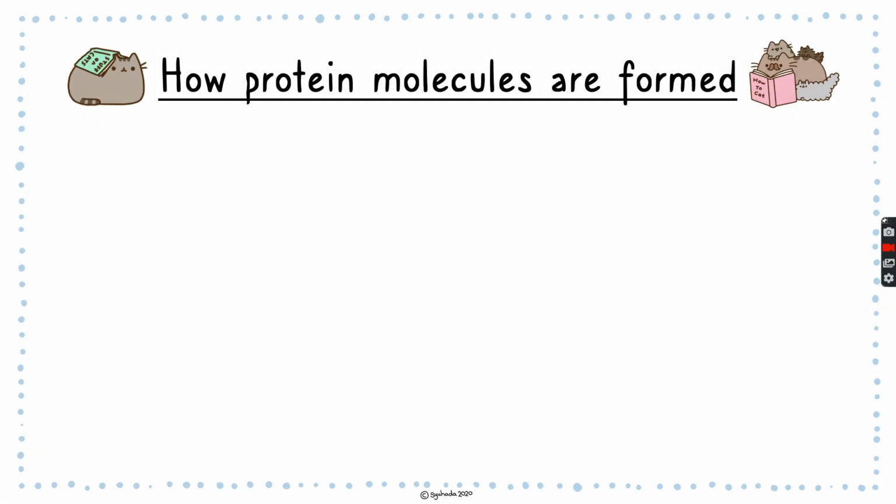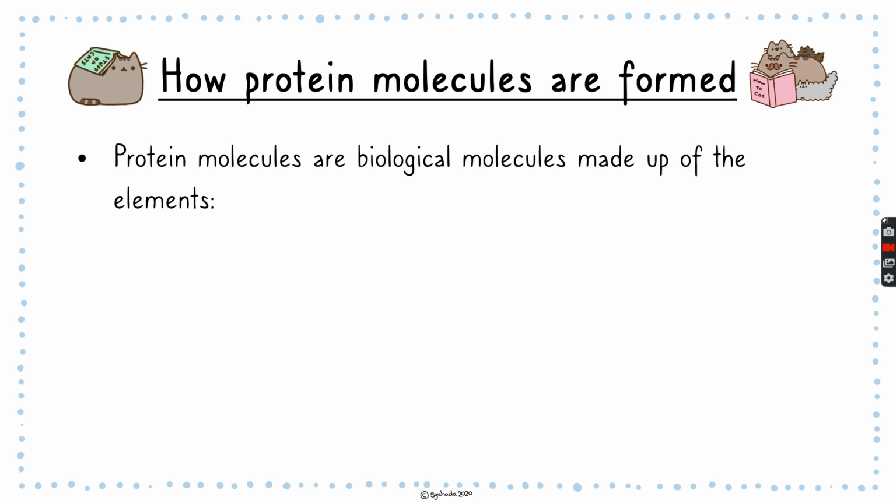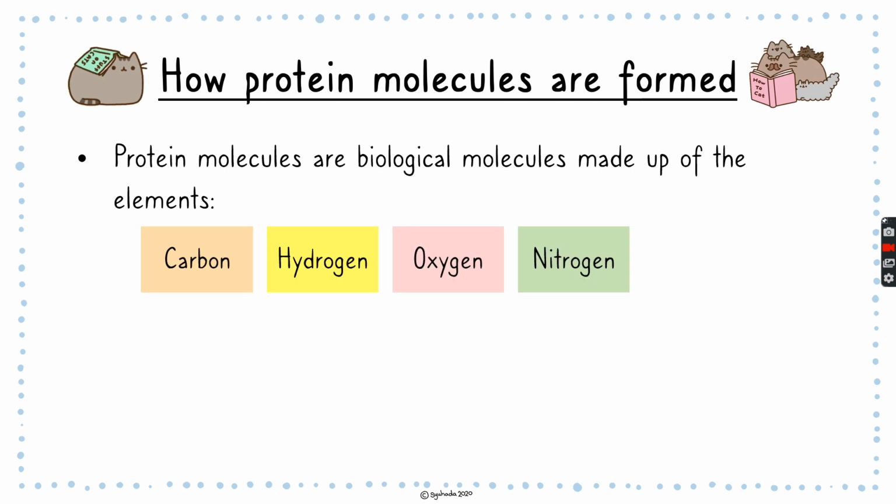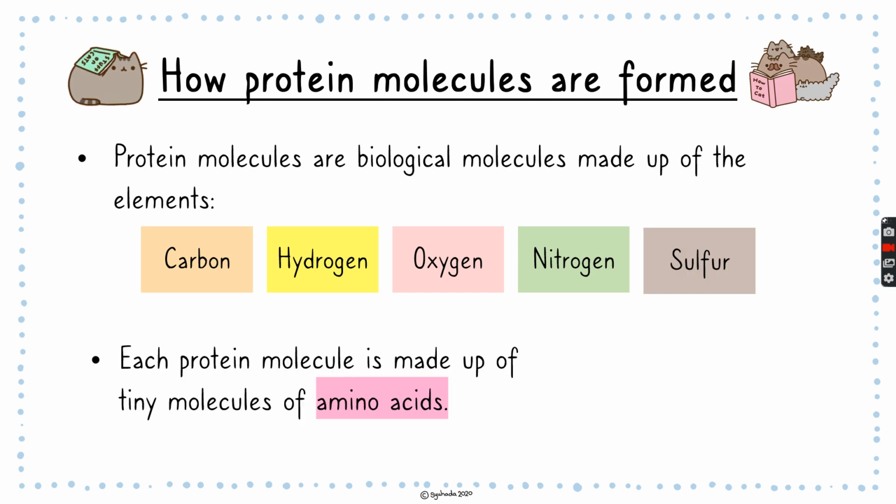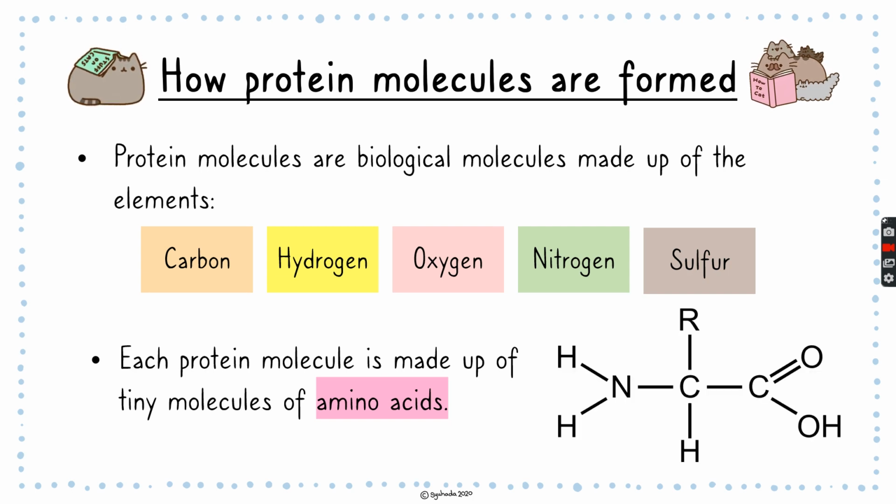So to try to explain to you the covalent bond, I'm going to show you how protein molecules are formed first. So what do we mean by protein molecules? Protein molecules are biological molecules, so a type of molecules that you can find in living things, and they're very specific. All protein molecules are made up of carbon, hydrogen, oxygen, nitrogen, and sometimes sulfur as well. So each protein molecule is actually made up of tinier molecules called amino acids.